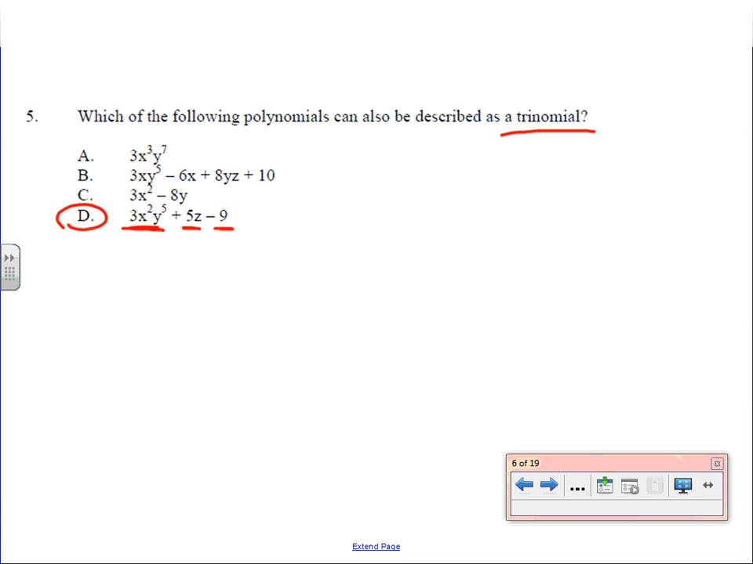Anybody know what A is? Is that a monomial, binomial, or trinomial? Monomial. Letter A is a monomial. B, what is that one? Polynomial. C is a binomial, and of course D we said was a trinomial. So just make sure you're careful what I ask you tomorrow on the test.